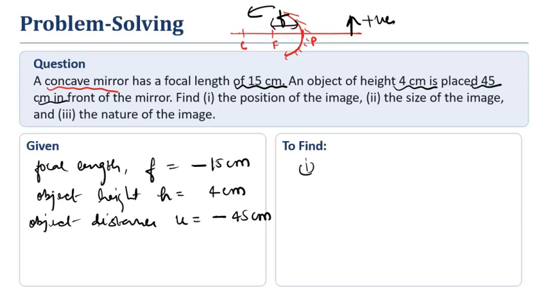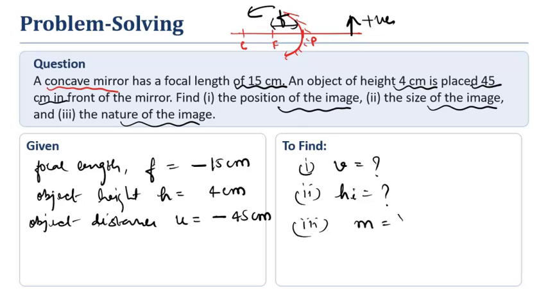Now what do we need to find? First, we need to find the position of the image, which means we need to find v. Second, the size of the image, which means we need to find the height of the image. Third, we need to find magnification, from which we can find the nature of the image.